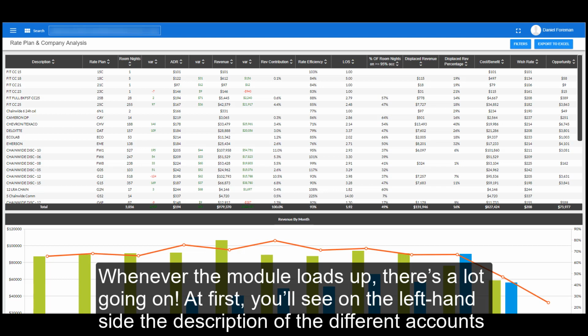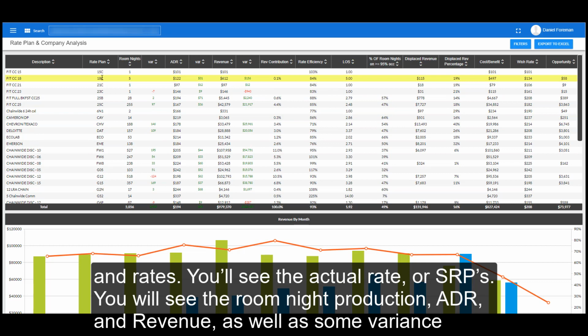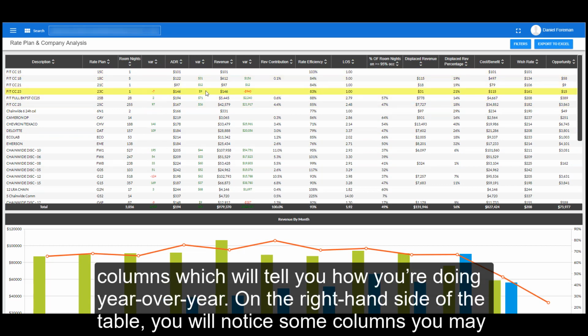Whenever the rate plan and company analysis module loads up, there's a lot going on. At first you'll see on the left-hand side the description of the different accounts and rates. You'll see the actual rate or SRP itself. You'll see the room night production, ADR, revenue, as well as some variance columns that'll tell you how you're doing year over year.